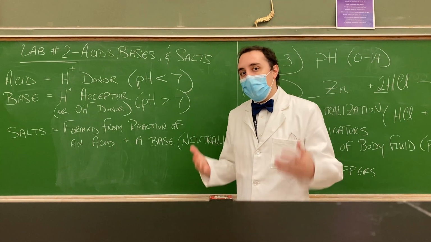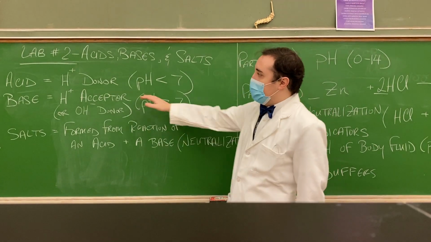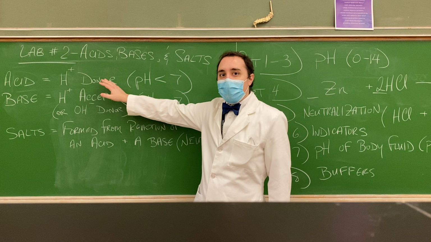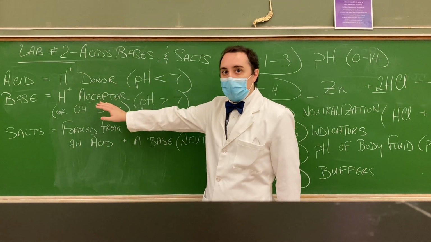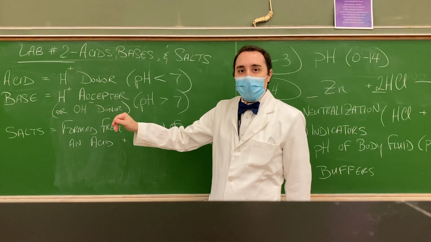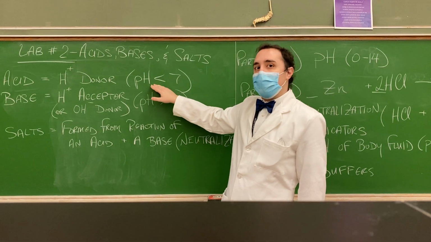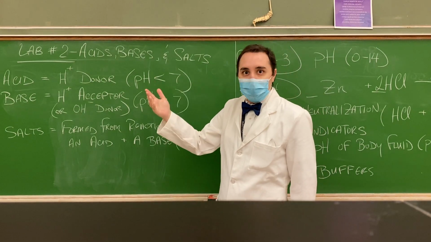Just a quick note on acids and bases. An acid, let's keep in mind, is a hydrogen or proton donor, according to the Bronsted-Lowry theory. The pH is usually less than 7. I shouldn't say usually, it always is.